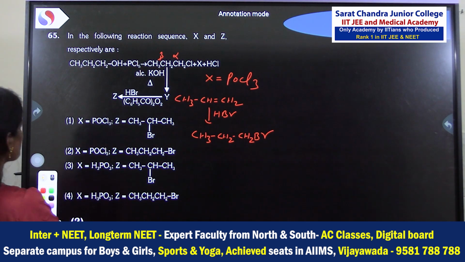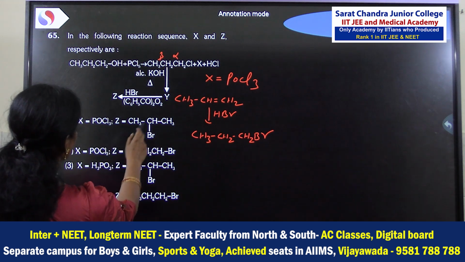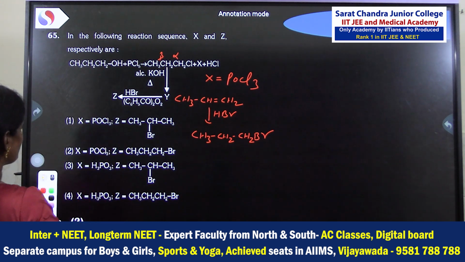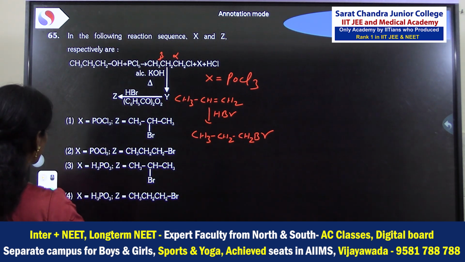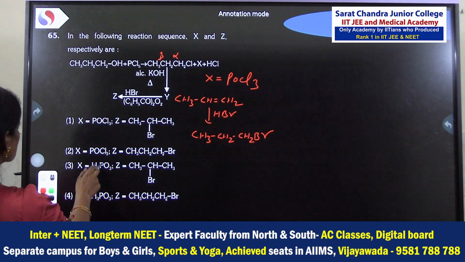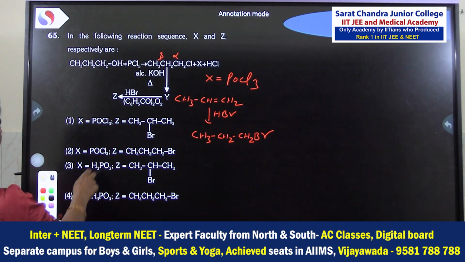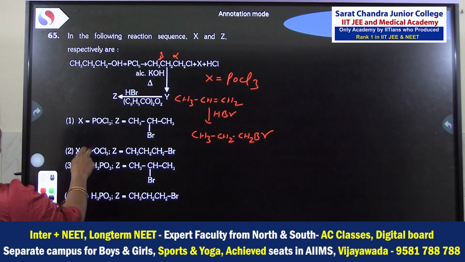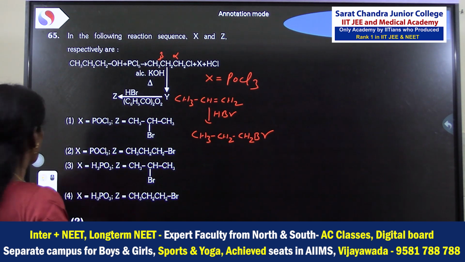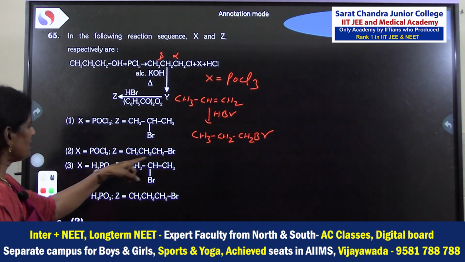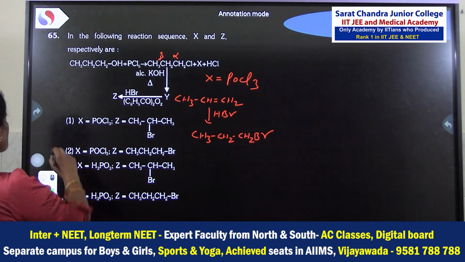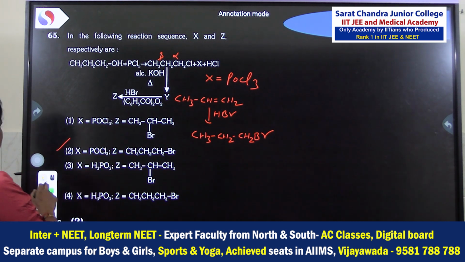So the correct option is, in the first option, 2-bromopropane is given. In the second option, 1-bromopropane. And in the third option, X is given as H3PO3, but actually X is POCl3. And Z is 1-bromopropane. So the correct option is the second one.